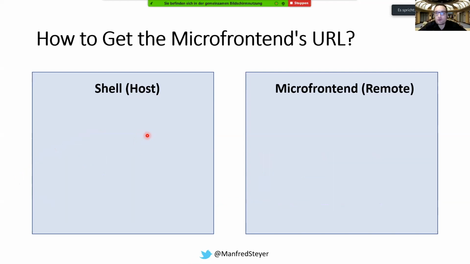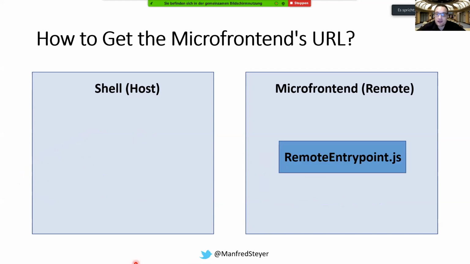So perhaps you're wondering how to get the URL from the micro-frontend. There are several possibilities for this. The easiest possibility to get the URL of the micro-frontend is to compile the micro-frontend in a way so that Webpack also spits out a remote entry point. A remote entry point is just a tiny JavaScript file, just several bytes. And then you load this tiny JavaScript file into the shell. And this tiny JavaScript file now tells the shell where to find MFE1.